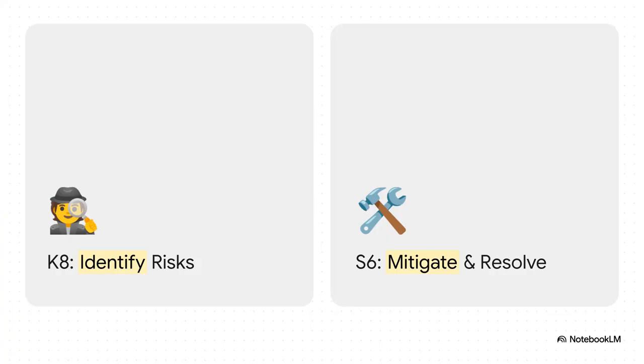Let's break it down. It's actually super simple. K8 is your detective skill. It's all about spotting the risks, identifying the problems, finding the clues. S6, on the other hand, is your action plan. It's what you do about it, how you mitigate, escalate, or resolve those issues. So first you put on your K8 detective hat to find out what's wrong, and then you switch to your S6 engineer hat to build the solution.